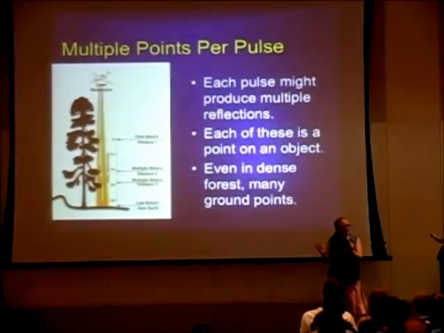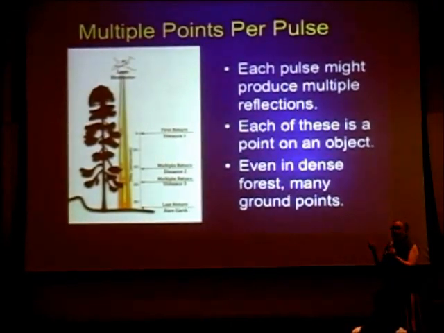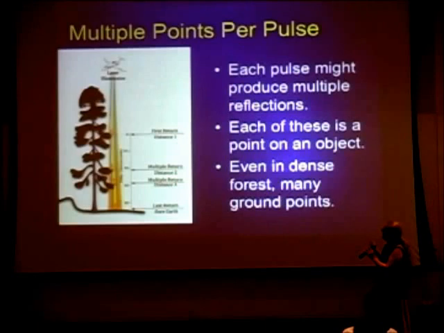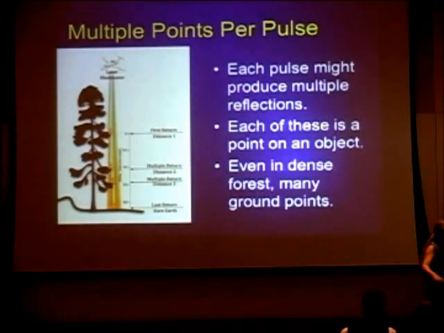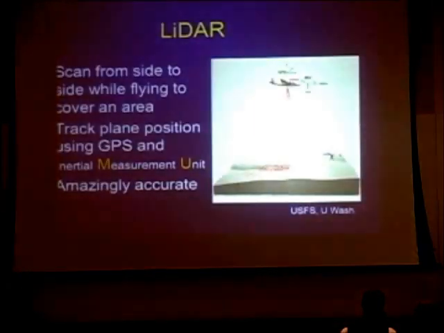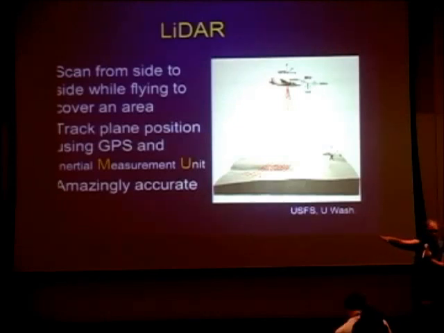Okay, so each of those pulses represents a point on the object. Even if you're flying over a very dense forest, we might find that there are many points that appear on the ground. That's not all going to be the tops of the trees. And as the airplane is flying along, it's scanning this instrument from side to side, back and forth. So it's laying down a zigzag pattern of these laser pulses on the ground.